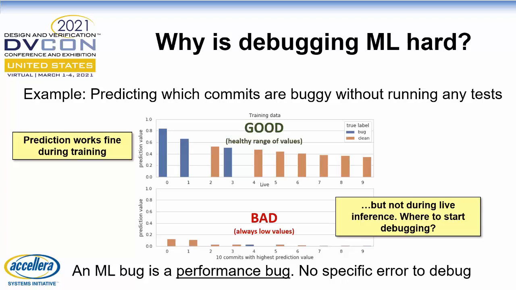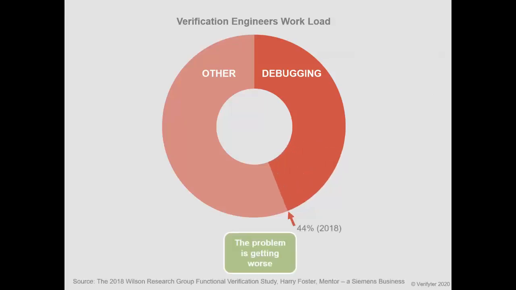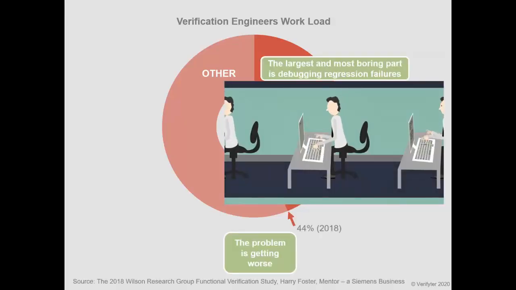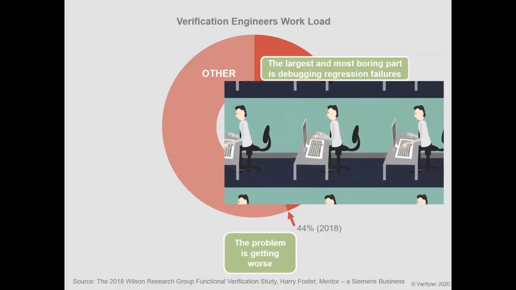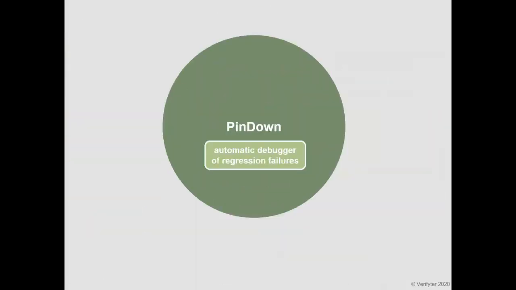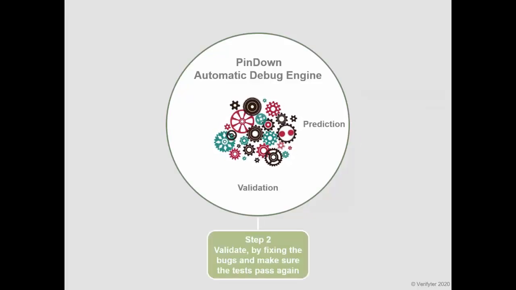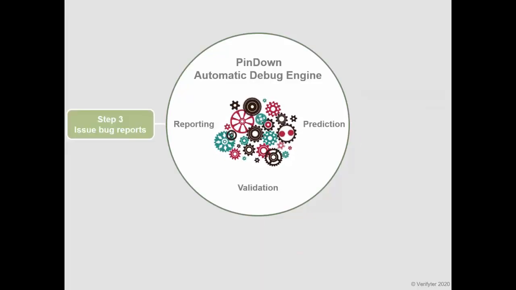I'm sorry for this short interlude, but Daniel is very fast in explaining how our tool works. Debug is by far the largest task for ASIC verification engineers, and the problem is getting worse. The largest and most boring part is debugging regression failures, but you can automate this using pin-down, which is an automatic debugger of regression failures. How does it work? Step 1. Pin-down tries to predict where the bugs are without running any tests. Step 2. Pin-down tries to fix the bugs and make sure the tests pass again. Step 3. Reporting.